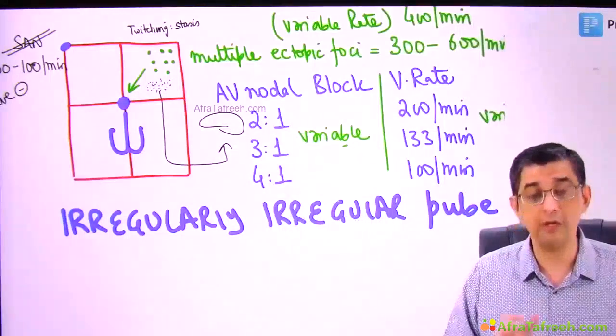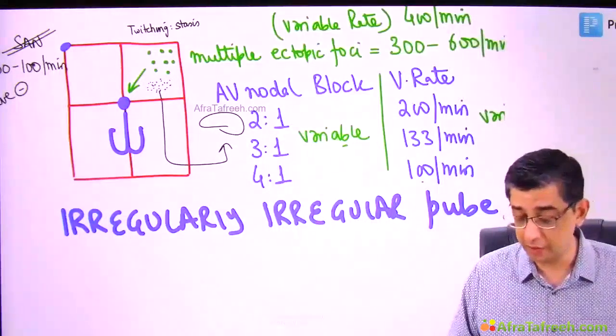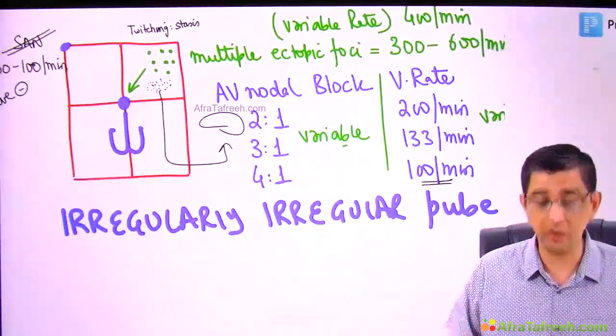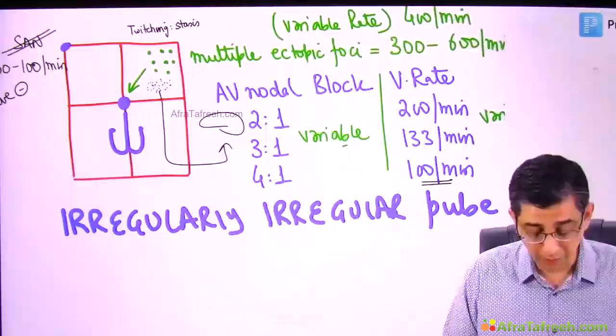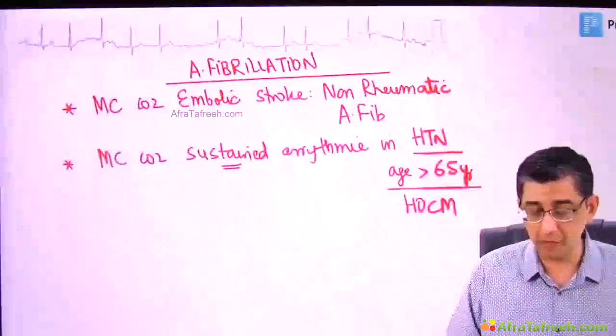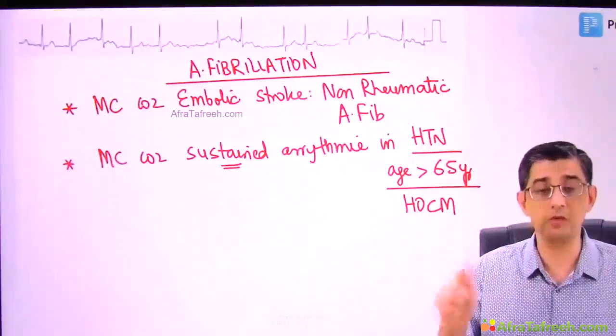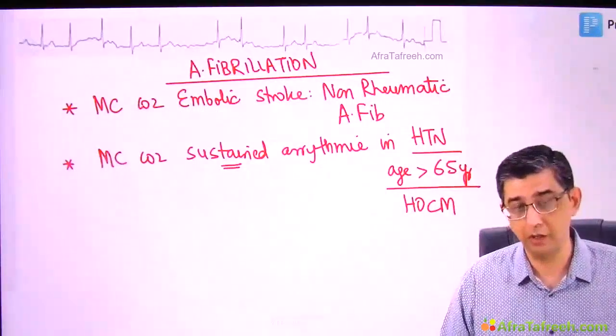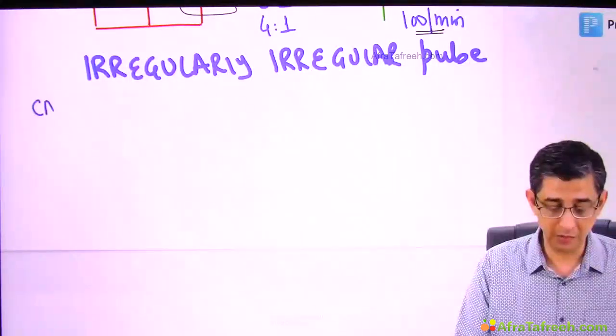It is important that atrial fibrillation patients, even if the heart rate is normal, can still die because of the risk of embolic stroke, which explains my statement, the first one that I made in this topic: the most common cause of embolic stroke is non-rheumatic atrial fibrillation. So let me describe this in a case-based format before you.